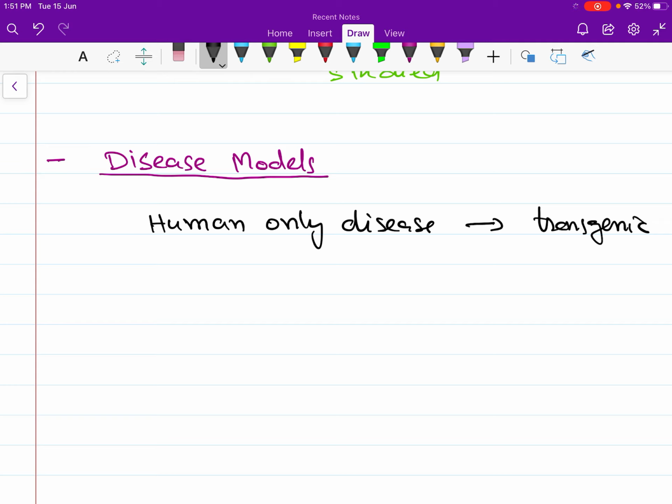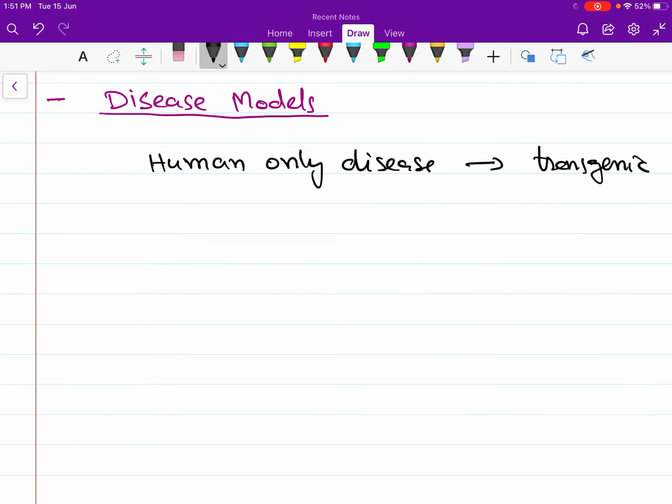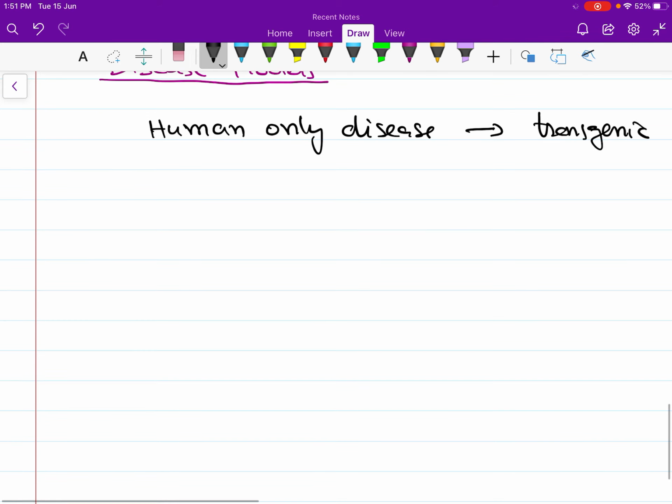So they can be used as disease models for studying the disease, for studying human-only diseases, for studying the progression of disease, as well as how these diseases can be cured or prevented. So this was about another importance of transgenic animals.